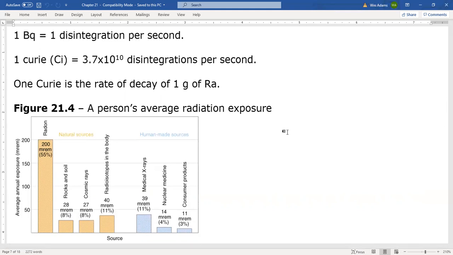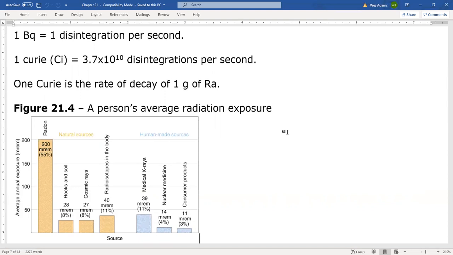Radon, which is naturally occurring, particularly if you've got basements or live in a rocky environment, you kind of have to worry about radon. And that's over half of your exposure. Rocks and soil, there might be trace radioactive elements in the rocks, particularly if you live in a more mountainous, rocky area. Cosmic rays from the sun, radioactive isotopes in the body. So other than maybe avoiding radon exposure by venting your basements and whatnot, there's not a whole lot you can do about some of these things.